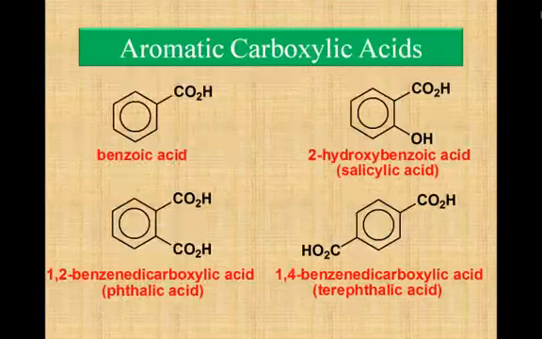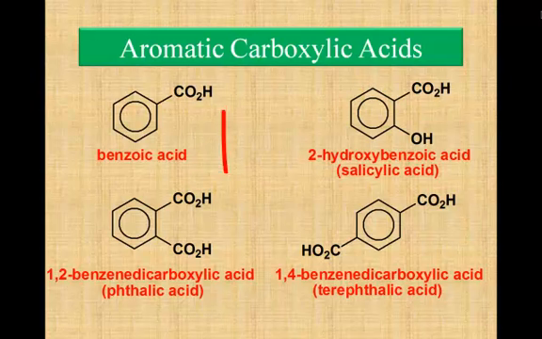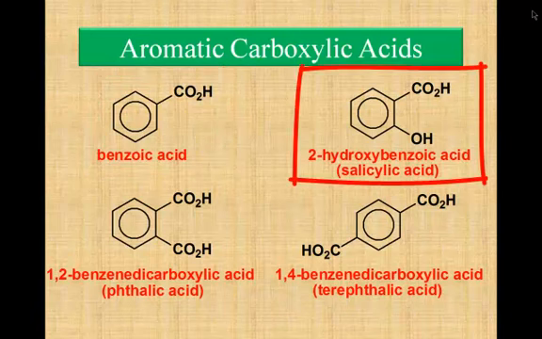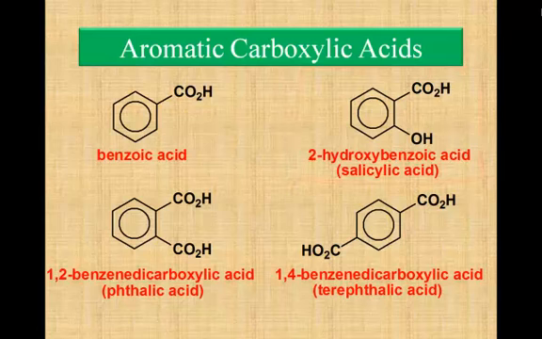What about aromatic carboxylic acids? You already know that a benzene ring with a carboxylate group is benzoic acid. If we look at our next example here, we have 2-hydroxybenzoic acid. Well, you may remember that a benzene ring with a hydroxy group on it is a phenol. And why didn't I call this 2-carboxyphenol? The reason is that the carboxylic acid is the highest priority functional group. So the carboxylate group wins the name game. So this is named as a substituted benzoic acid rather than a substituted phenol.